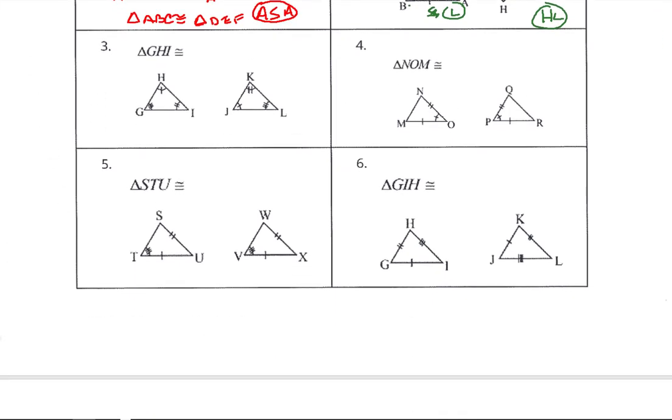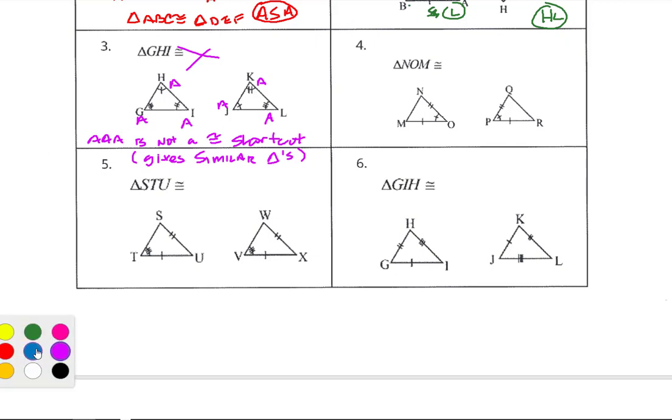Looking at number 3, we have angle, angle, angle. We haven't really talked about similar triangles yet, but all angle, angle, angle does is guarantee that the triangles are the same exact shape. It doesn't guarantee anything about the size or that they're congruent one-to-one. We say that those two triangles are similar by the AAA similarity shortcut, which we will be doing a little bit later on. So we cannot say that those triangles are congruent.